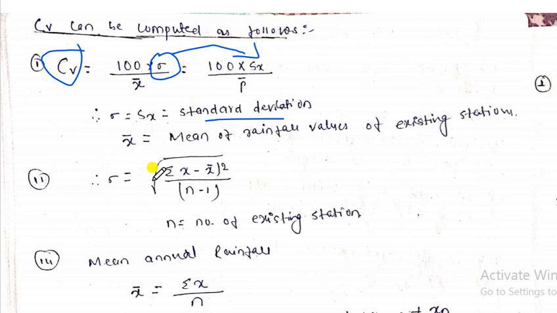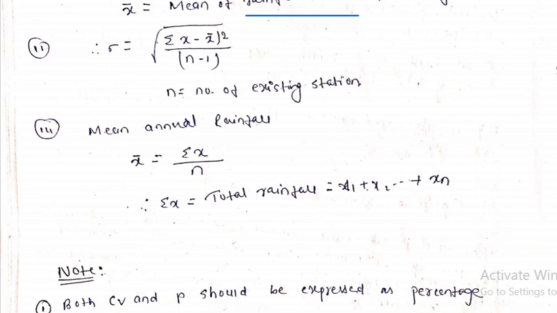The standard deviation can be calculated as the root of the summation of (x minus x bar) whole squared, divided by n minus 1. Here, x bar is the mean rainfall value. In the question you are given some rainfall values like 90 centimeters, 80 centimeters, and so on, so we need to take the mean of all those rainfalls. Where n is the number of existing stations, it is already given in the question. So x bar equals the summation of x by n, which we can calculate easily. Hope you understand this formula.